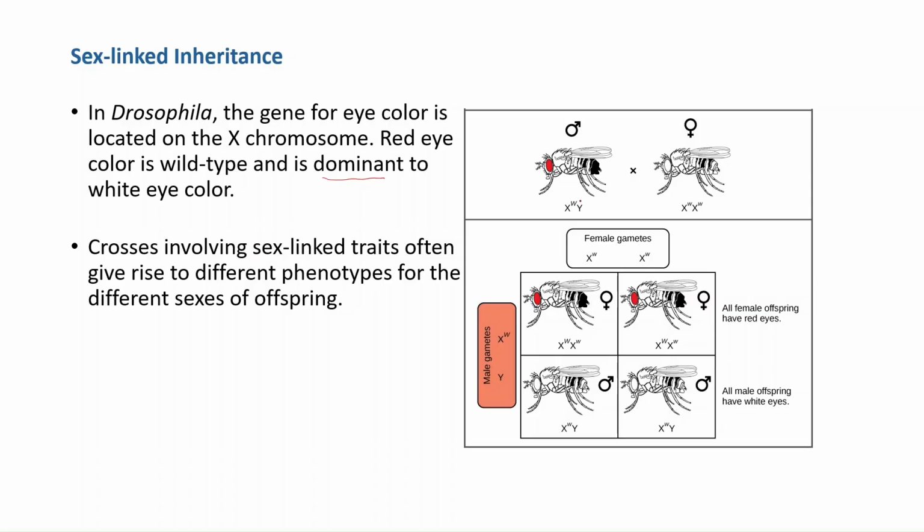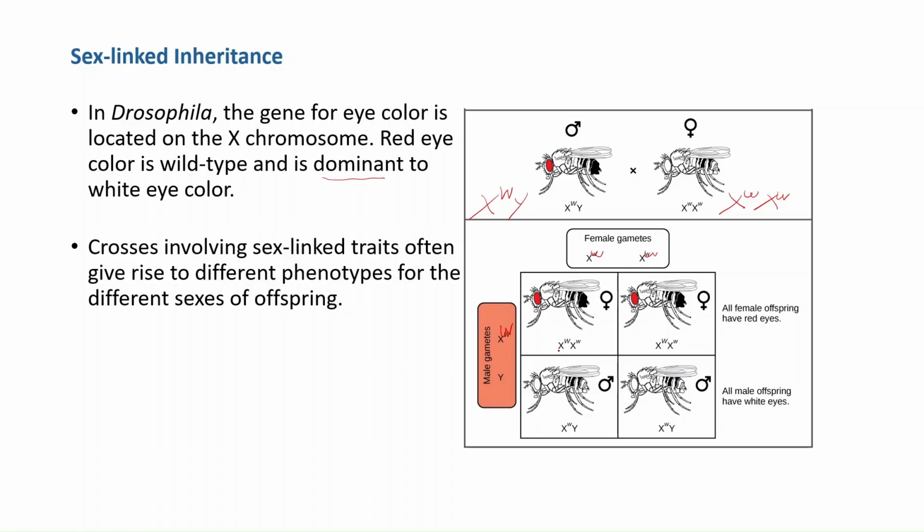So the male, let me write bigger because I don't think you can see. Why the female has white eyes? Because that's recessive, it has to be homozygous recessive. So what are the gametes from the female? It can have the little w, the other one has little w. The male can have the X with the big W or Y.